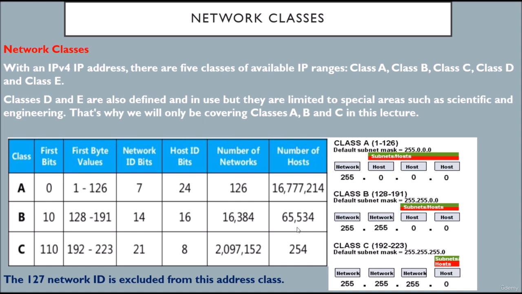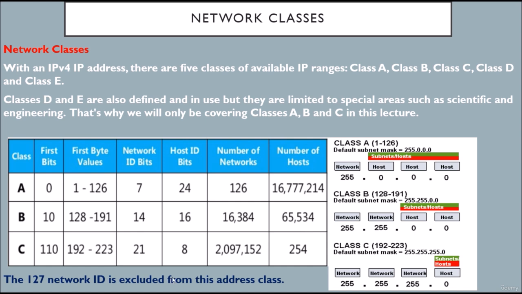Class C addresses are used for small networks with up to 254 nodes. The network address range for Class C networks is between 192 and 223. This class uses the first 3 octets as the network portion and the last octet as the node portion.